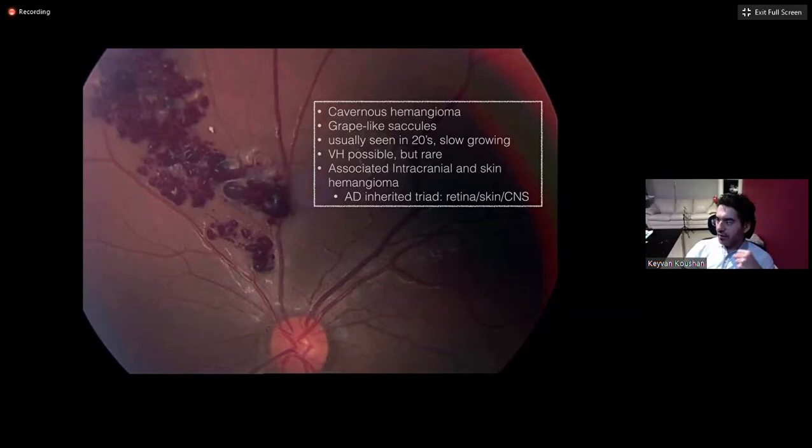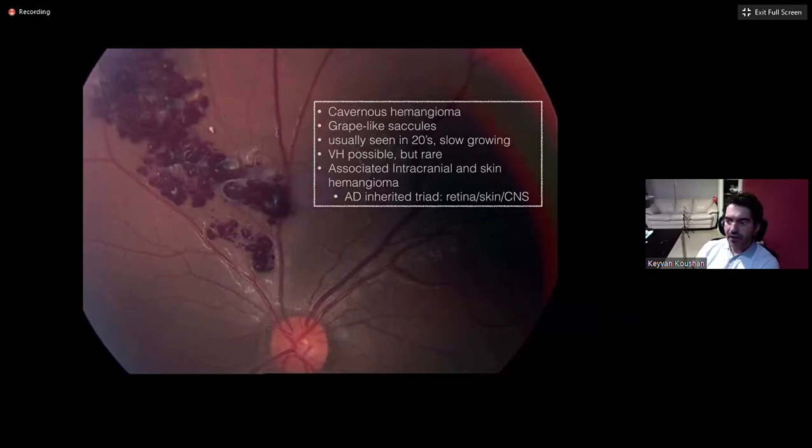Then you have cavernous hemangioma in the eye, usually as part of the brain. You could have other intracranial and skin hemangiomas, and it's autosomal dominant. They come with retina, skin, and CNS lesions. We don't have a syndromic name for this, but if you have a cavernous hemangioma, it's autosomal dominant, so you can look for other things, CNS and skin.